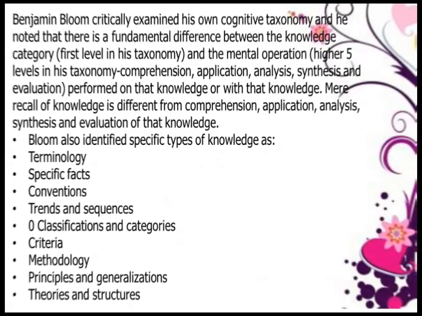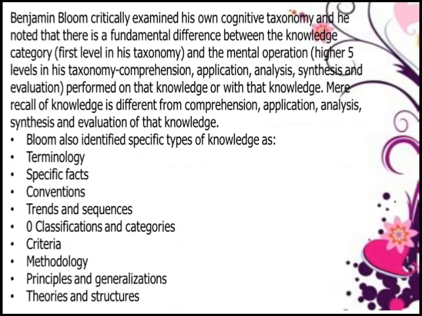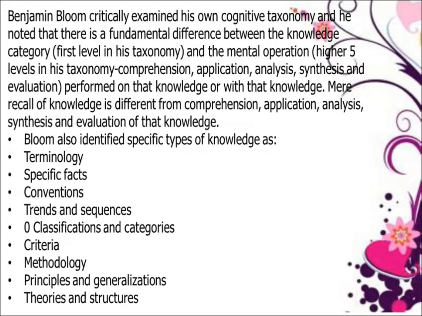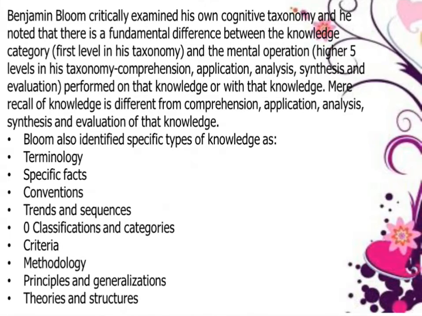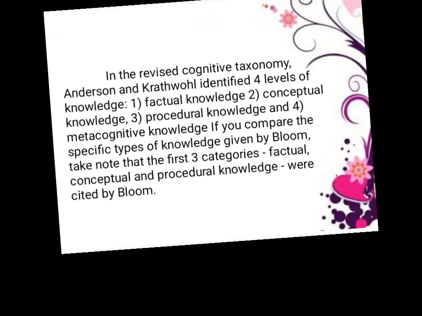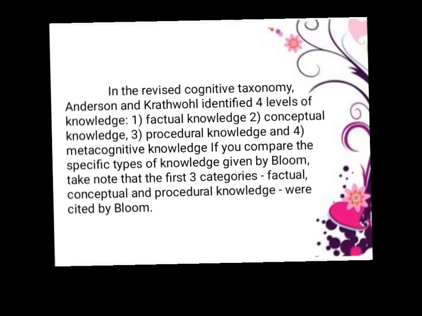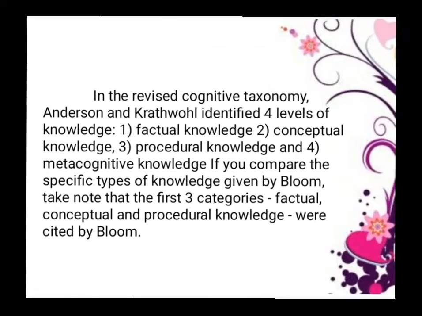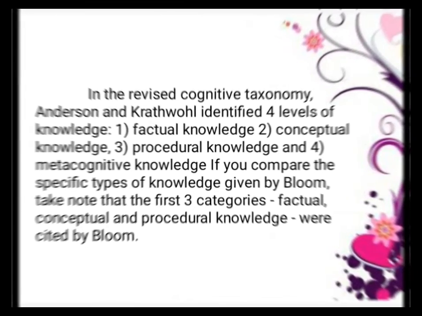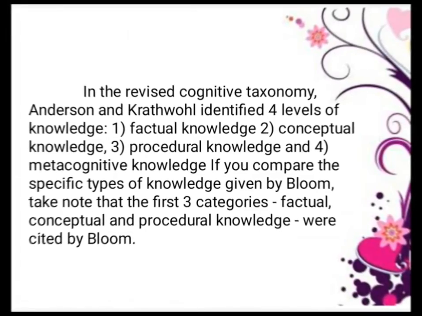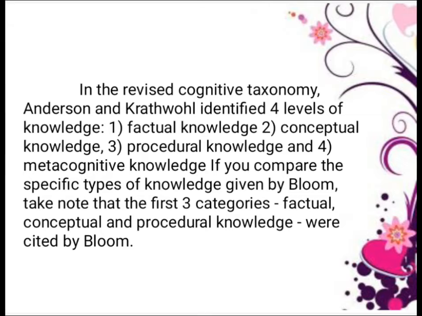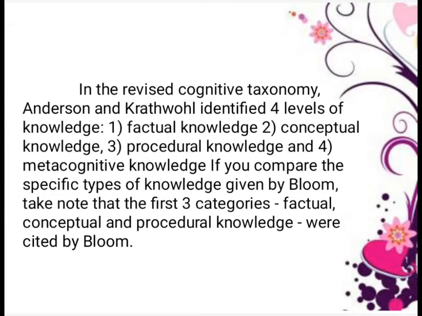Bloom also identified specific types of knowledge such as terminology, specific facts, conventions, trends and sequences, classification and categories, criteria, methodology, principles and generalizations, theory and structures. In the revised cognitive taxonomy, Anderson and Krathwohl identified four levels of knowledge: one, factual knowledge; two, conceptual knowledge; three, procedural knowledge; and four, metacognitive knowledge. If you compare the specific types of knowledge given by Bloom, take note that the first three categories, factual, conceptual, and procedural knowledge, were cited by Bloom.